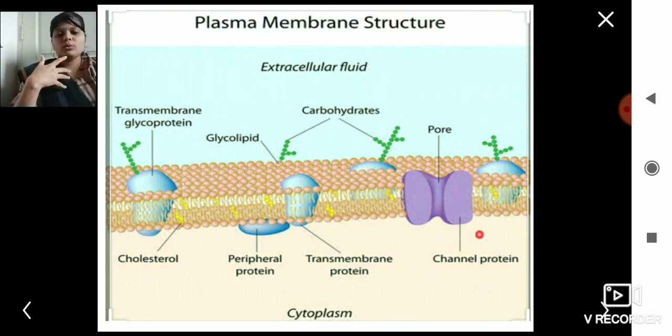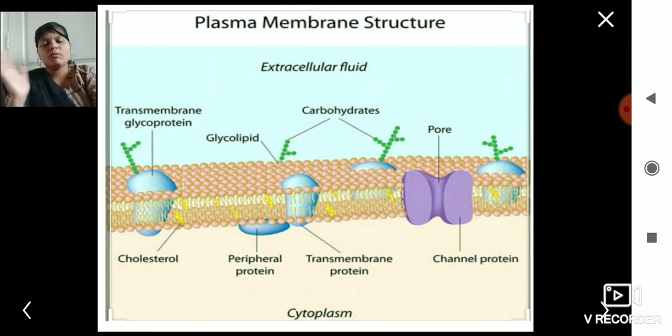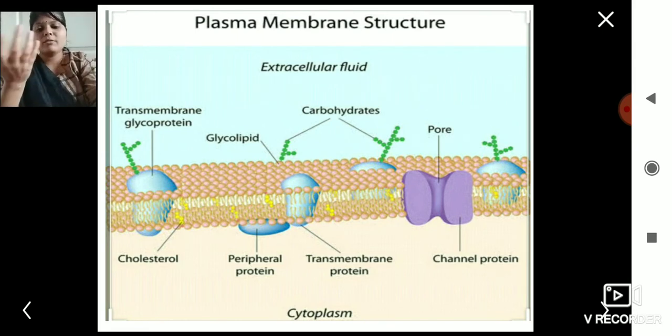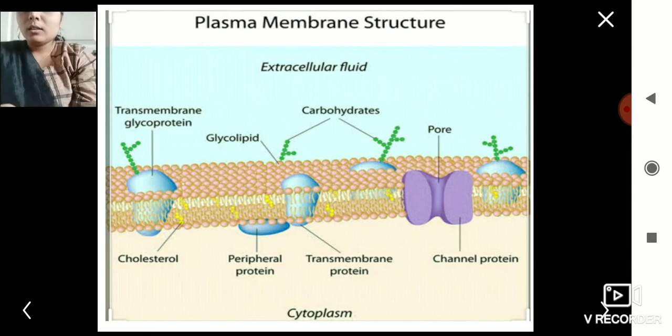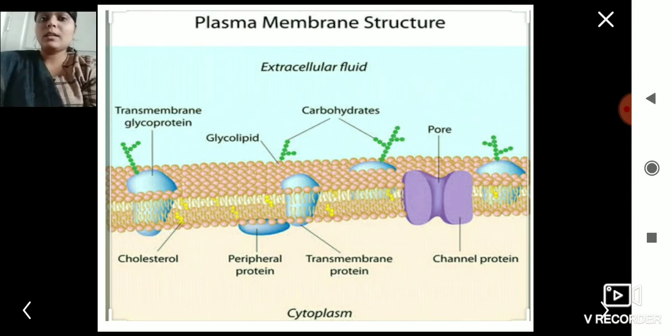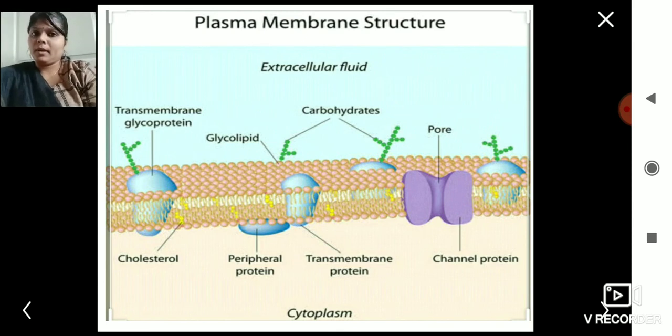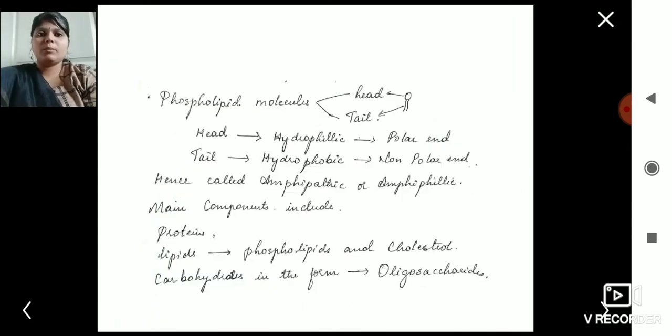And the peripheral proteins are found attached inside as well as outside, on the surface of the membrane, attached either to the integral protein or to the lipid bilayer. Unlike the integral membrane proteins, peripheral proteins do not stick into the hydrophobic core of the membrane, and they are more loosely attached than the other proteins. So this is what the proteins are all about.